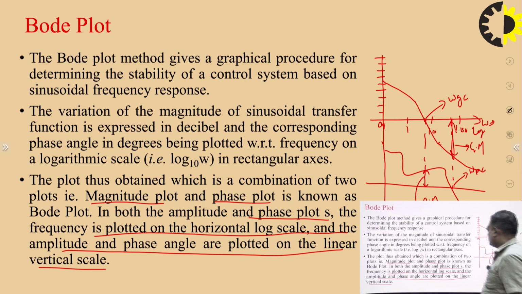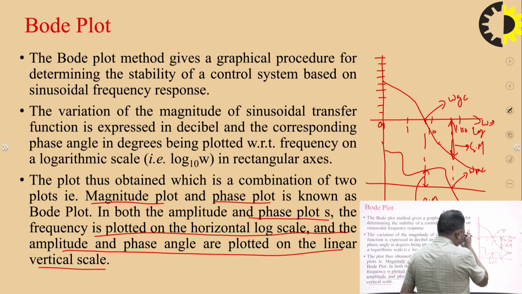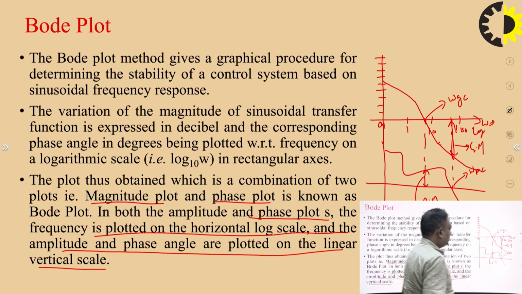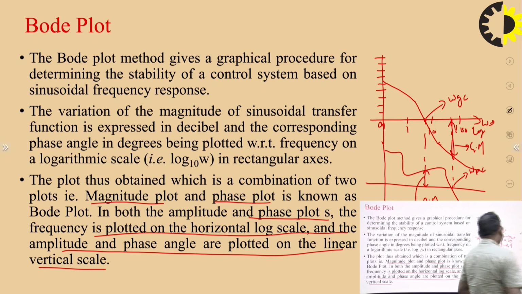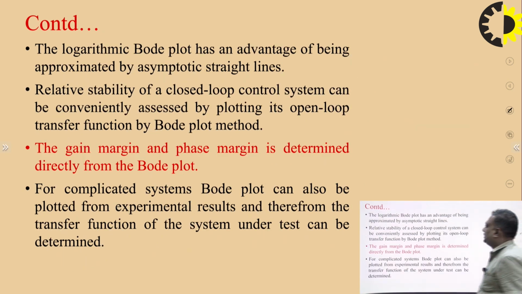If gain margin is measured below and phase margin is measured above, then you can say the system is stable. Another thing you can say is that when omega PC is greater than omega GC, then the system is stable.